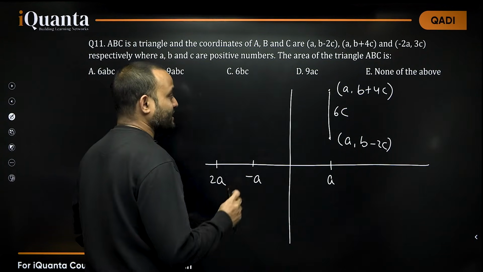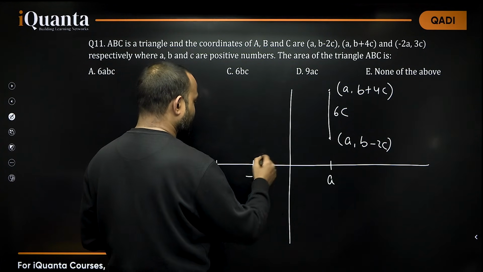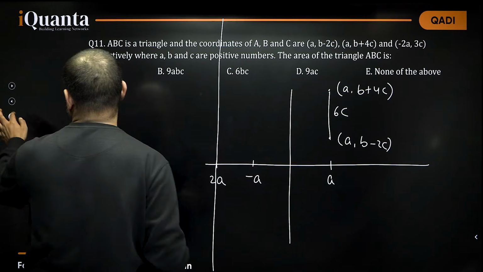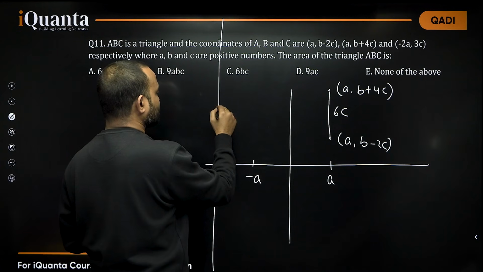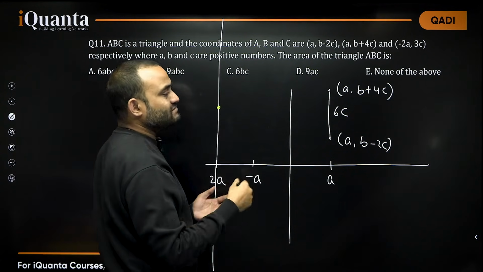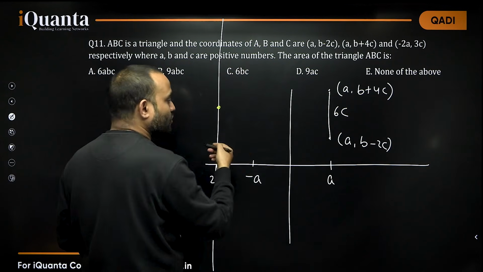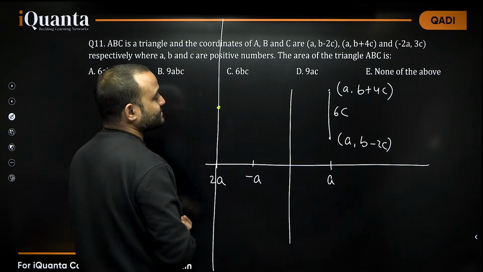Now this point according to c could be anywhere. Now see, minus 2a. So this is minus 2a, right? And this point minus 2a, 3c could be anywhere on this line, anywhere on this line according to the value of c. But of course this is b plus 4c, so it will be below b plus 4c, but it might be greater than this, less than this, we don't know.